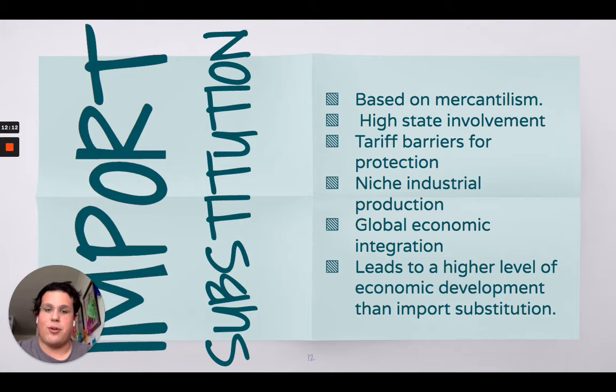Economic production is focused on industries that have a niche in the international market. They seek to integrate directly into the global economy, and so this policy has generally led to a higher level of economic development than import substitution.